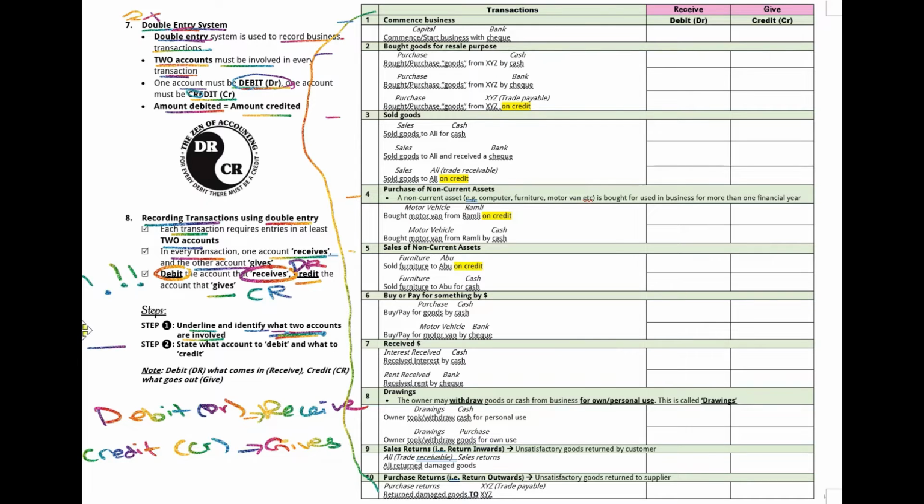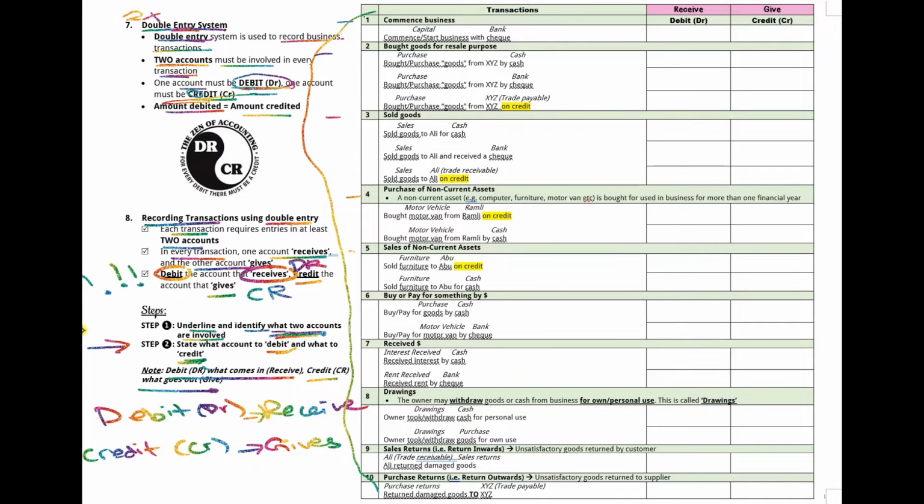And step number two, you have to identify which to debit or credit, because we said that already. One account must be debit and one must be credit. So which one to debit and which one to credit, you have to identify it. We are going to debit the account that comes in or receives, and credit the account that goes out or gives the value. Okay, let's take a look together.